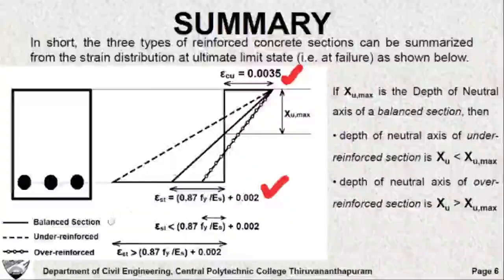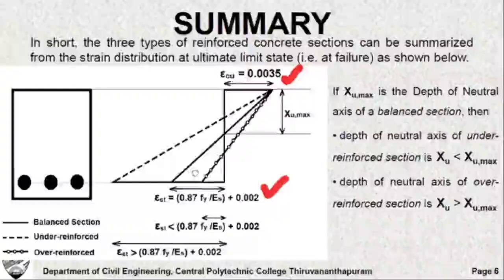Now coming to the under reinforced section, we said that when the concrete reaches its ultimate strain, the steel might have already yielded and the strain in steel might have already exceeded this epsilon st value, that is 0.87 Fy by Es plus 0.002. So such a section we call the under reinforced section. This represents the typical strain distribution for an under reinforced section. Generally, the under reinforced section is the most preferred section.